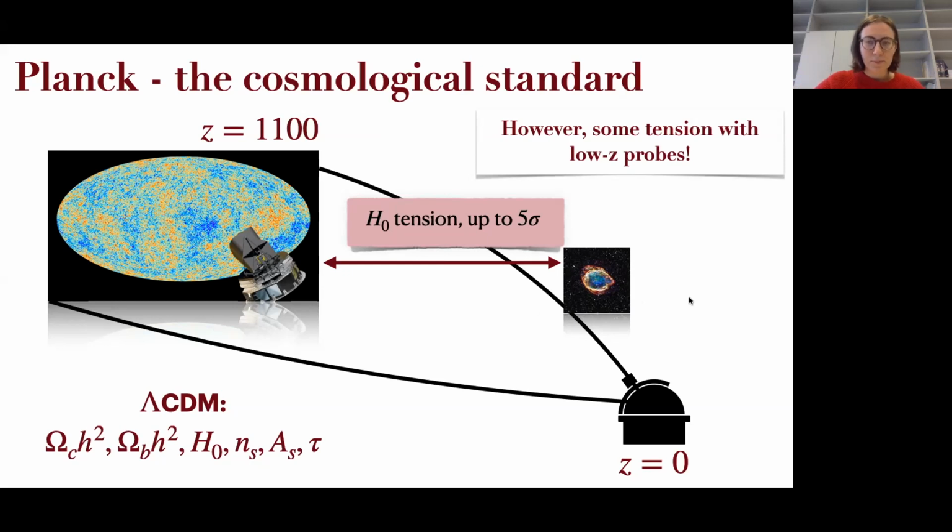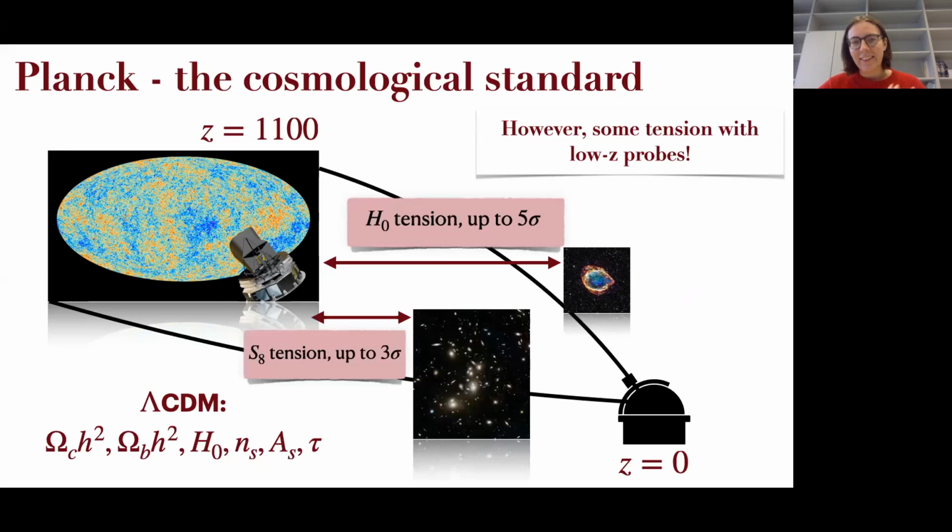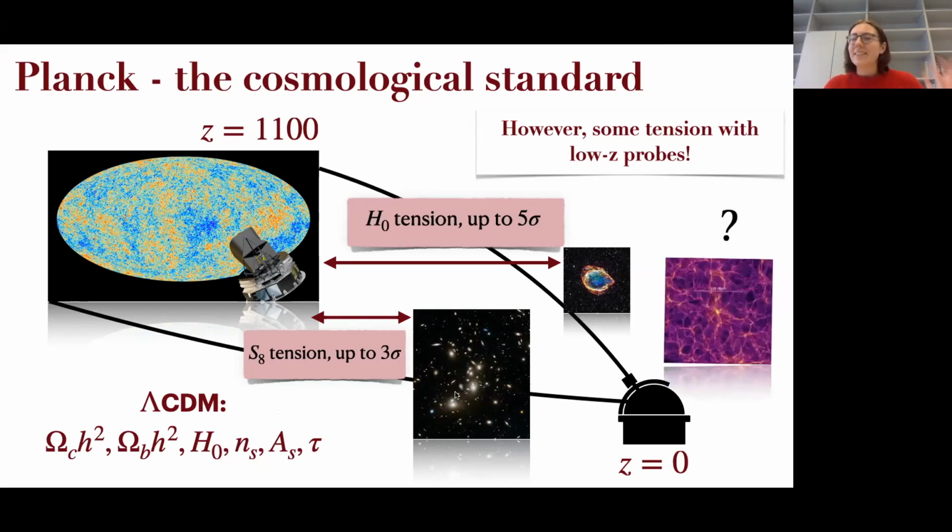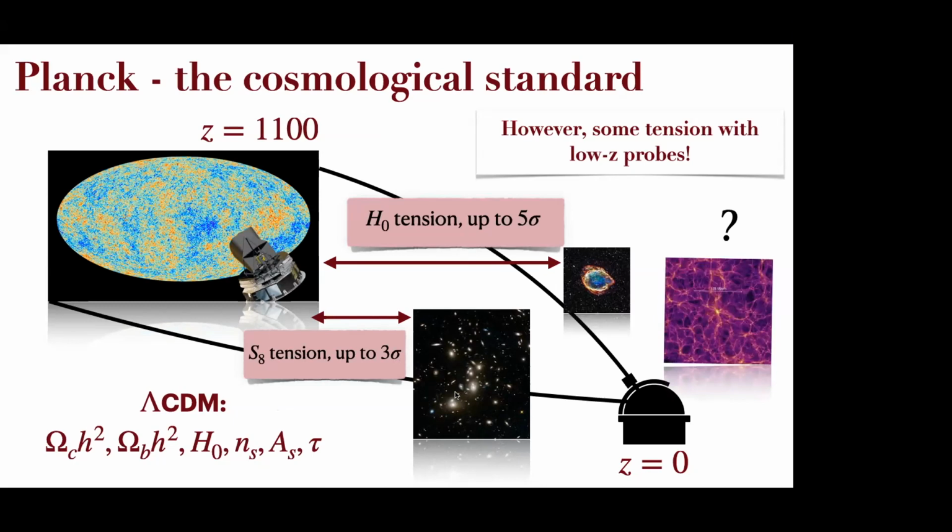Less significantly, and therefore perhaps somewhat more controversially, we also have the S8 tension, which concerns the S8 parameter that describes the amplitude of the weak lensing signal. Here, Planck predicts this S8 parameter to be higher than what is measured by weak lensing surveys. And so, in light of all of these tensions or discrepancies, it makes sense to look at galaxy clustering and ask where galaxy clustering is in all of this puzzle.